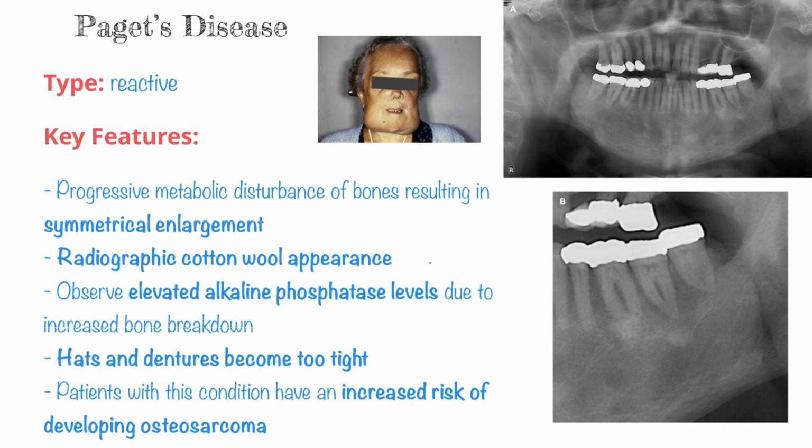Alright, in Paget's disease, you can observe an elevated alkaline phosphatase level due to increased bone breakdown. Hats and dentures become too tight, and patients with this condition have an increased risk of developing osteosarcoma. Now, I think you're wondering, how do all these things happen in Paget's disease?